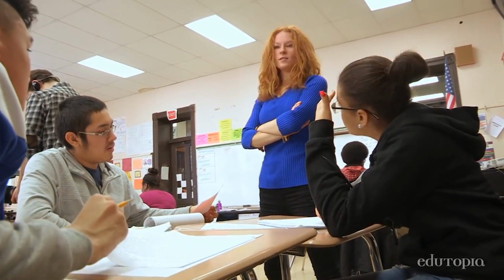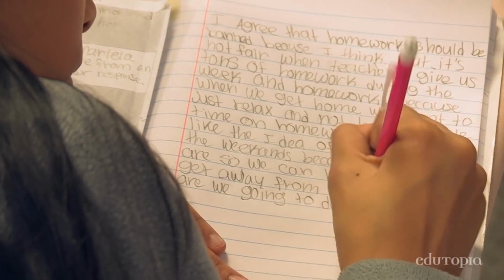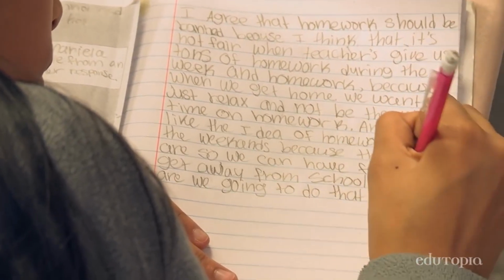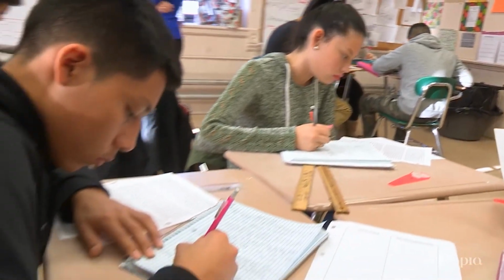The second one is social constructivism, which emphasizes that knowledge exists in social contexts and is shared with others instead of being represented solely in the mind of an individual. As individual constructivism is based on Piaget's theory, this one is related to Vygotsky's theory. Here, knowledge building is shared by two or more people. According to social constructionists, opportunities for interaction and exchange between learners help shape and refine their ideas. Also, knowledge building becomes social rather than individual.